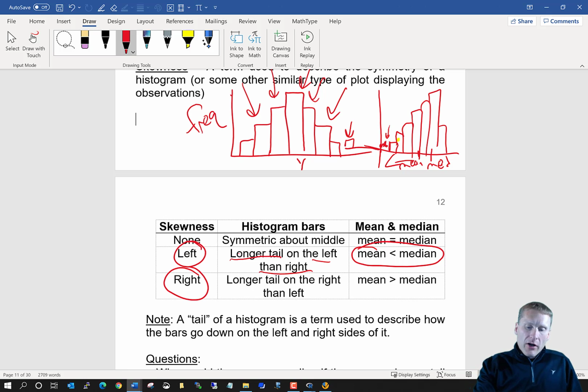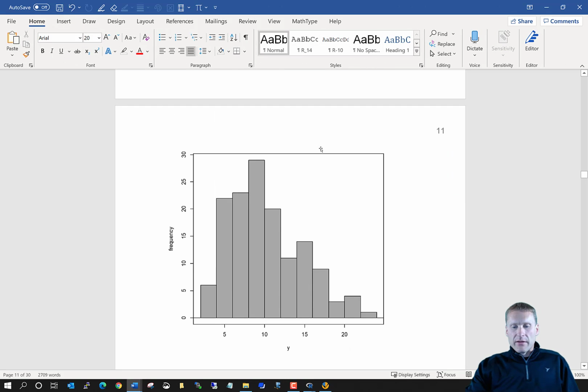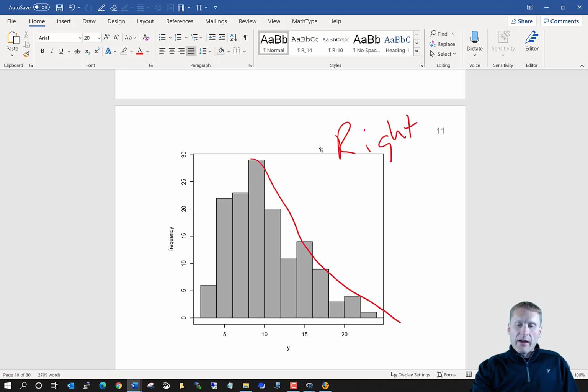Now we could also have a right skewed distribution. And let's actually go back. See that? This for the wind speed is right skewed, because notice how it kind of goes down slowly on the right side, where on the left side it goes up to that peak quickly.